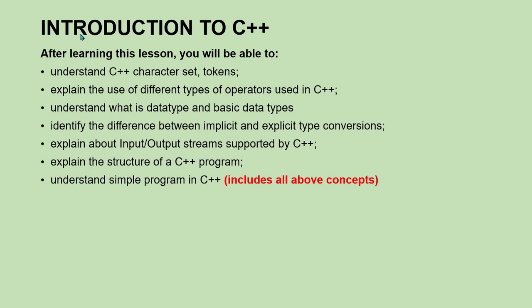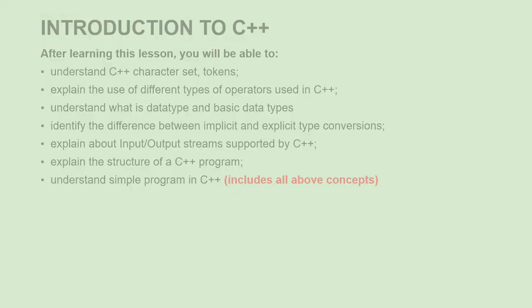You will be able to understand what is data type and basic data type. You will be able to identify the difference between implicit and explicit type conversion. You will be able to explain the input and output stream supported by C++. You will be able to explain the structure of a C++ program, and also understand a simple C++ program. This is nothing but the learning objective of this lesson.